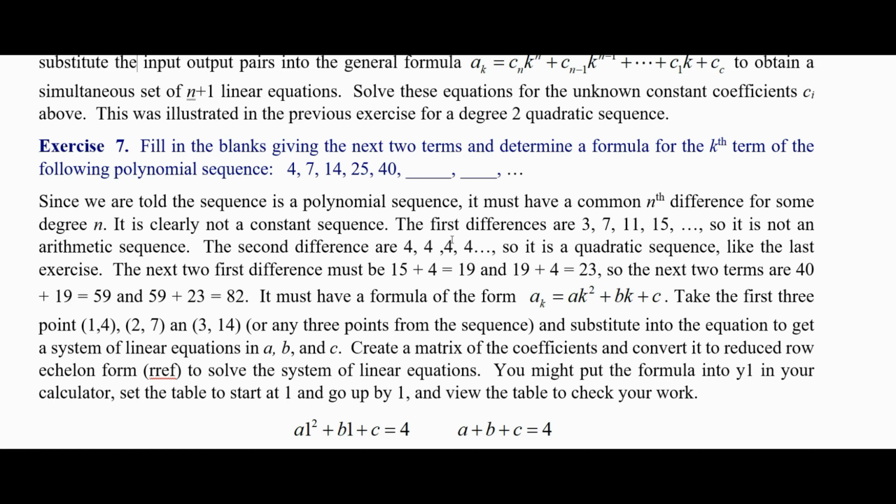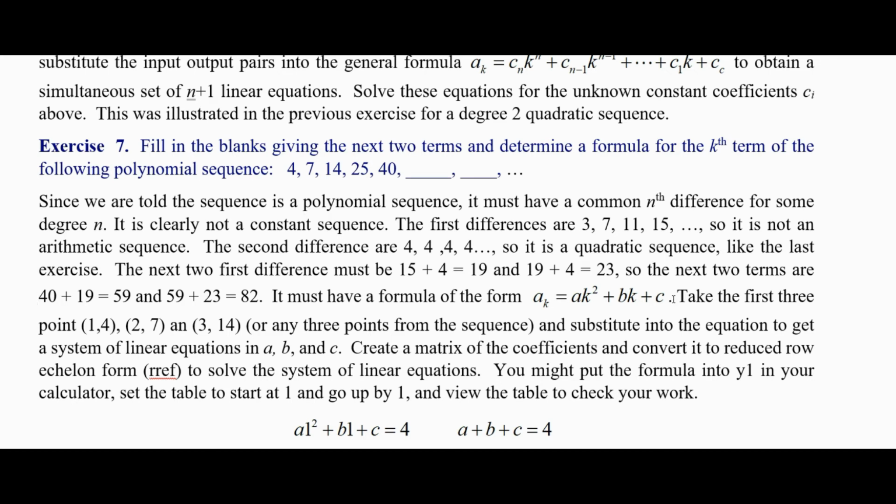Okay, so the next first differences must be, well, add 4 to this, that's 19. Then 19 plus 4 is 23. So then we add 19 to 40 to get 59, and take 59 and add the 23 to get 82. So those are the next two terms.